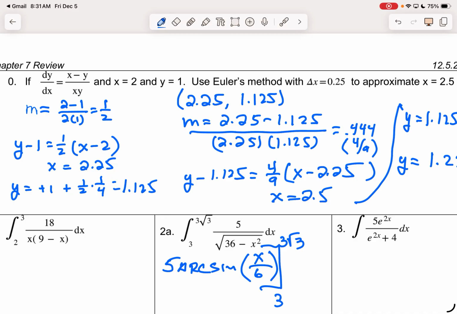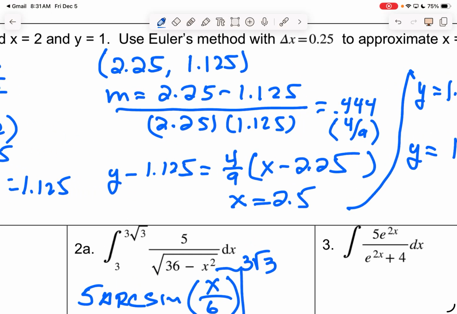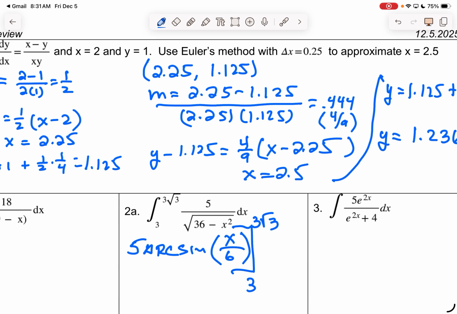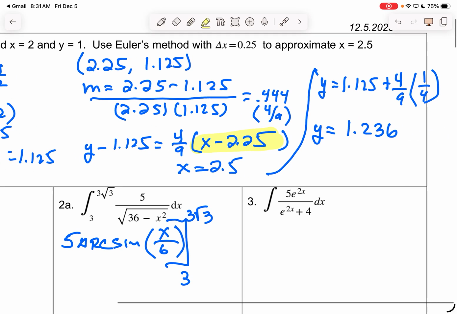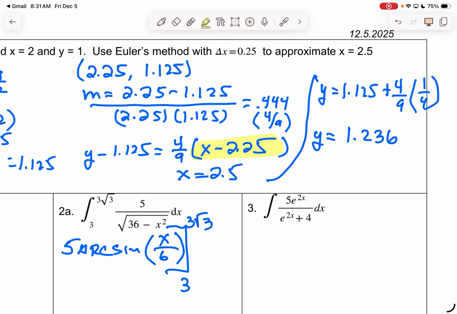So then we write the tangent line there: y minus 1.125 is equal to 4 ninths times x minus 2 1/4. What are we going to substitute in again is 2.5, or remember this quantity here becomes just point what? 2.5, right? So it's 1.125. You're just adding 1 ninth to it because it's 4 ninths times 1/4, and you end up with 1.236. Yes? Okay.